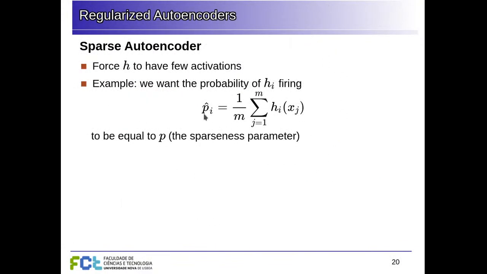We can estimate the probability of some neuron i firing by averaging the activity of the neuron over a number of examples, for instance, a mini batch during training or something like that. And we want to make this as close as possible to this probability, the sparseness parameter that we set. For example, 5%, something like that, so that we force the neurons to be inactive most of the time and only fire occasionally.